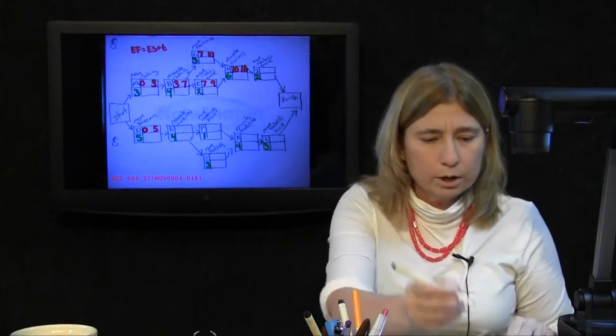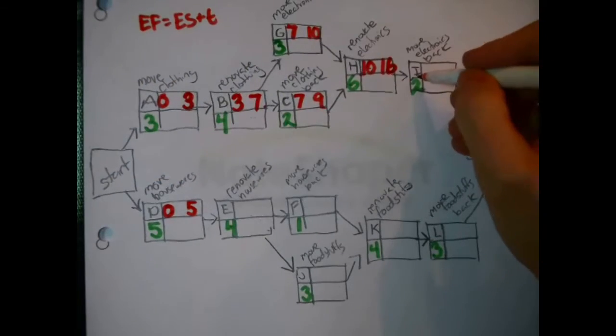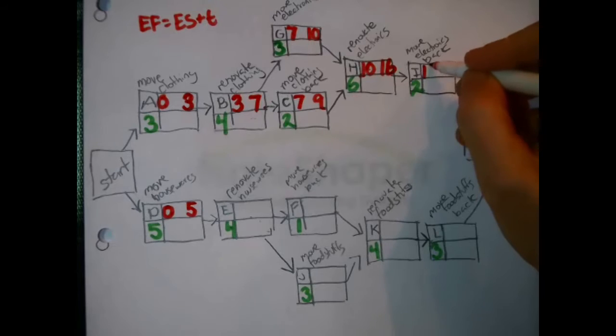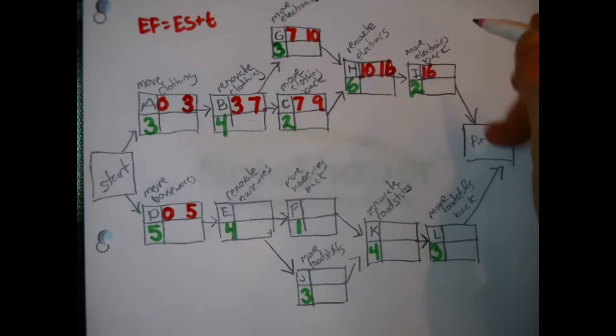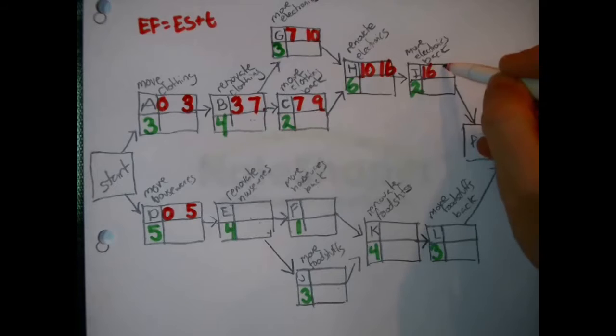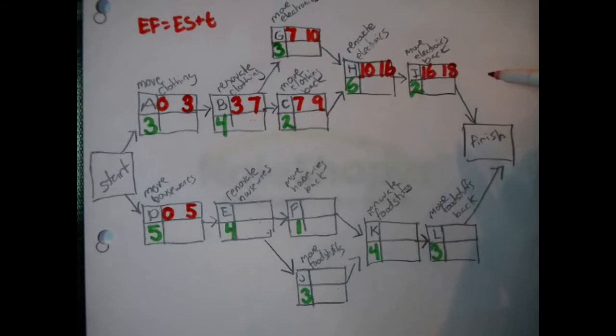Okay, anyway, keep going. All right, now I is waiting on H, so you can pass the number over. I could start at the earliest 16 days from now. 16 plus 2, the early finish time for the task called I is 18 days from now.